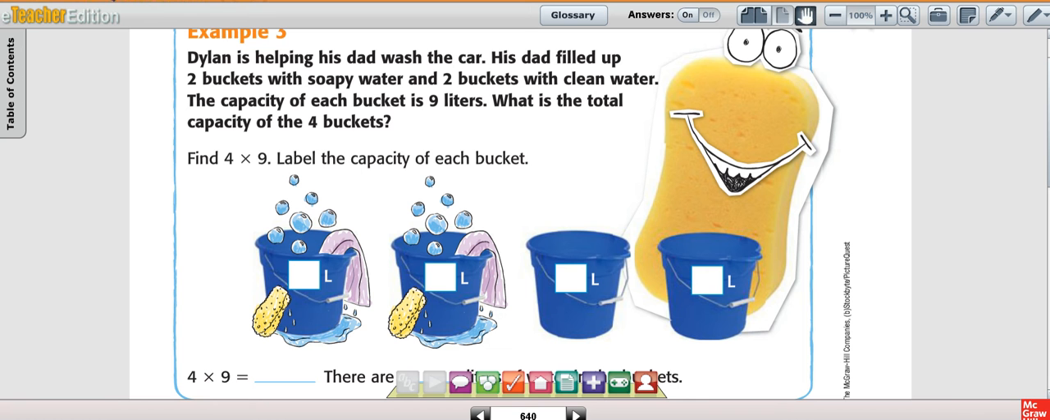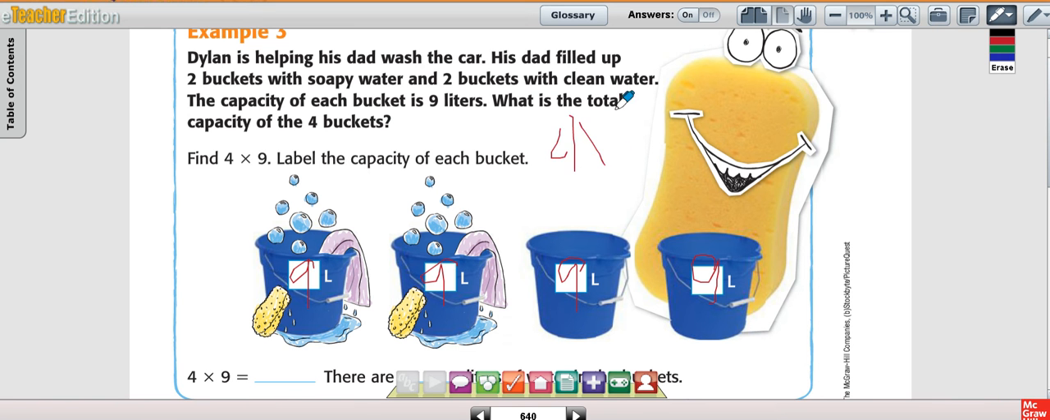So look at example number 3. It says Dylan is helping his dad wash the car. His dad filled up 2 buckets with soapy water and 2 buckets with clean water. The capacity of each bucket is 9 liters. What is the total capacity of the 4 buckets? So first of all the buckets have 9 liters each, right? So that's what they told you. So 9 liters here, 9 liters here, 9 liters here, 9 liters here. And they wanted to find 4 times 9.